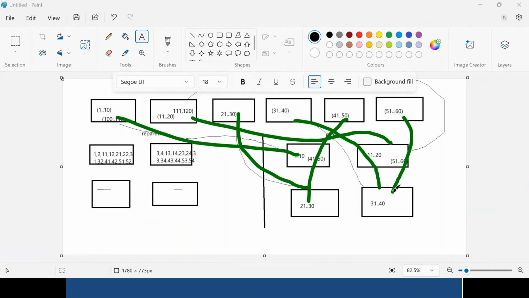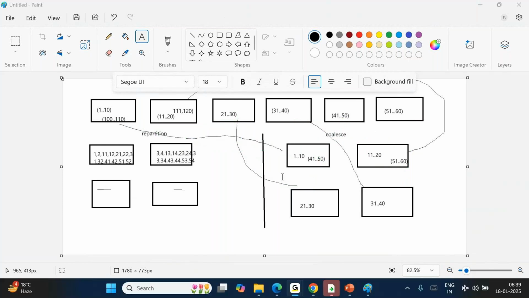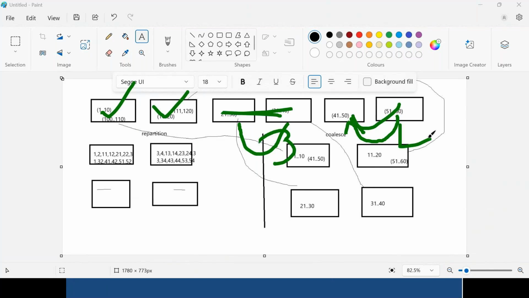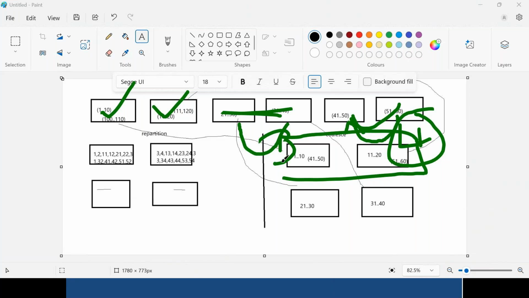Understood? Are you getting it? Now what happens? This partition will merge with this. These two form 1, 3, these two form 1, 4. So that's how you need to decide. When you already have uneven distribution, you can even go with Coalesce. But when you already have even distribution, in such a case also Coalesce is recommended.